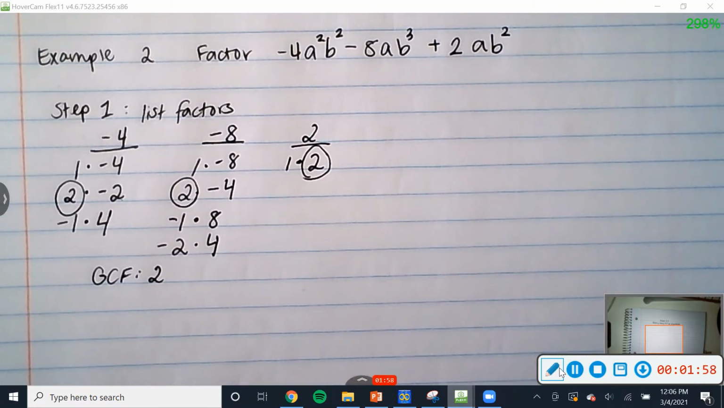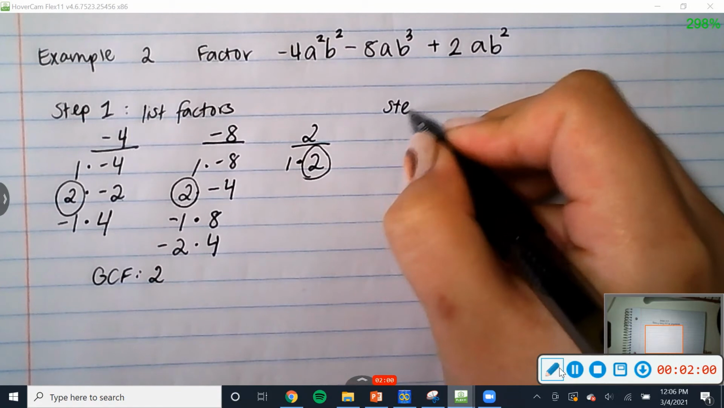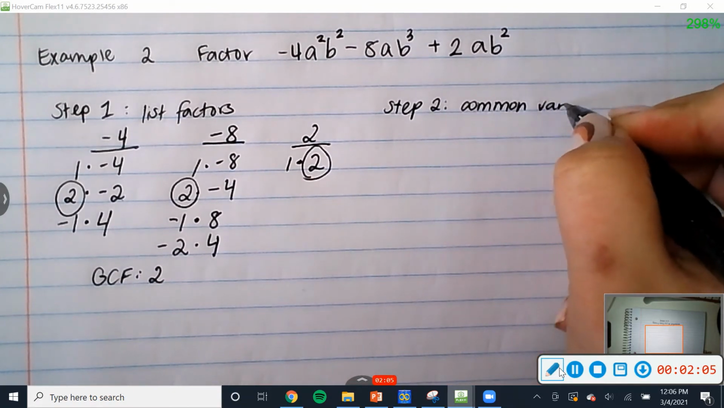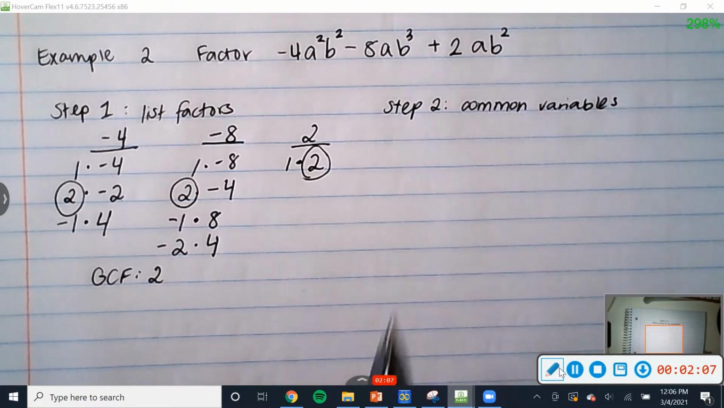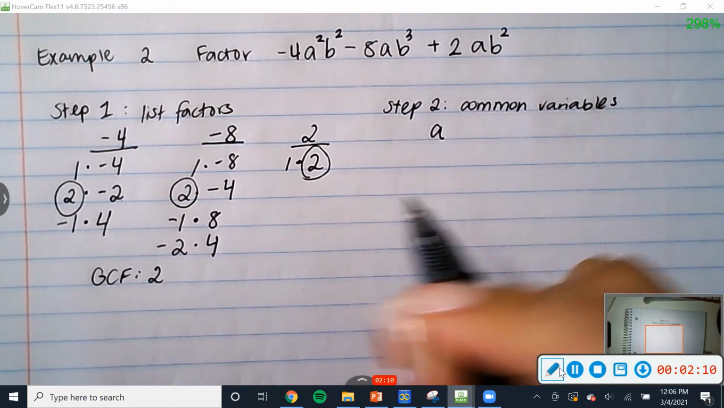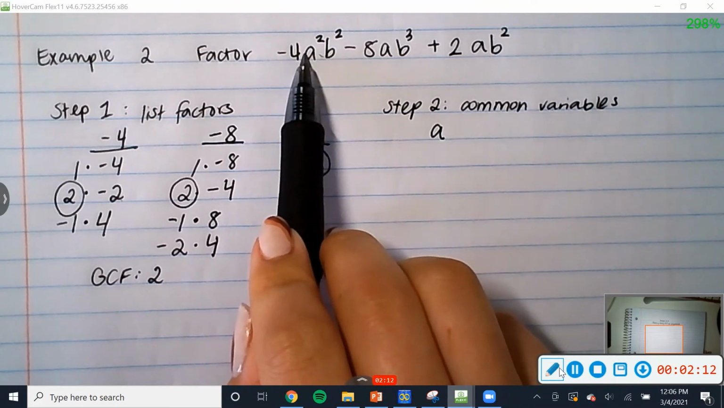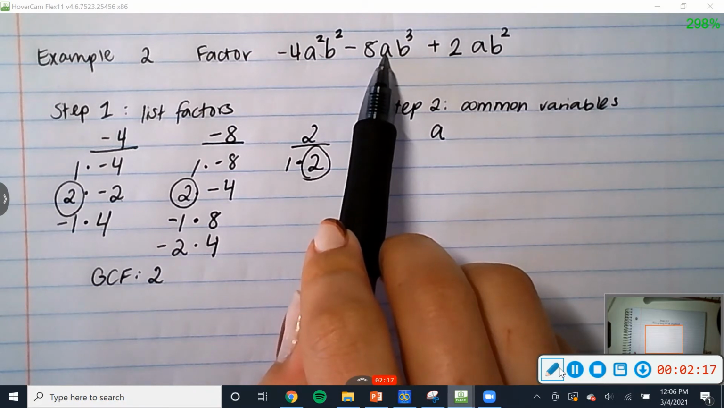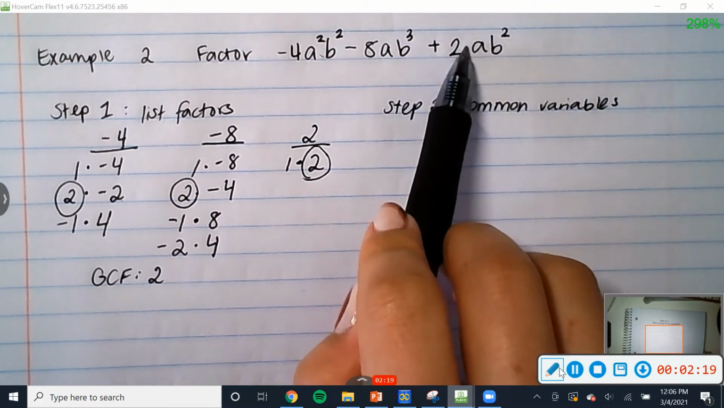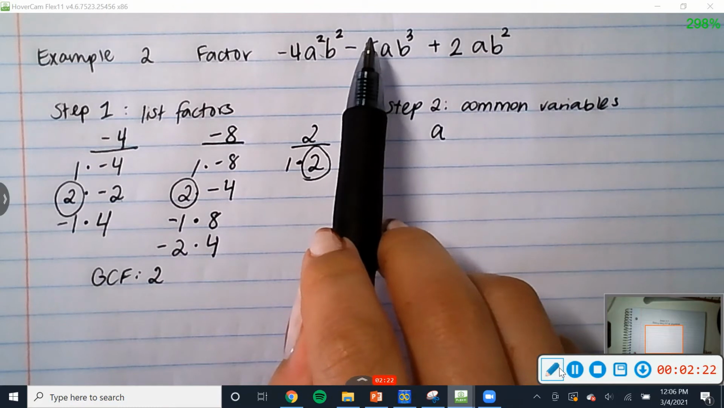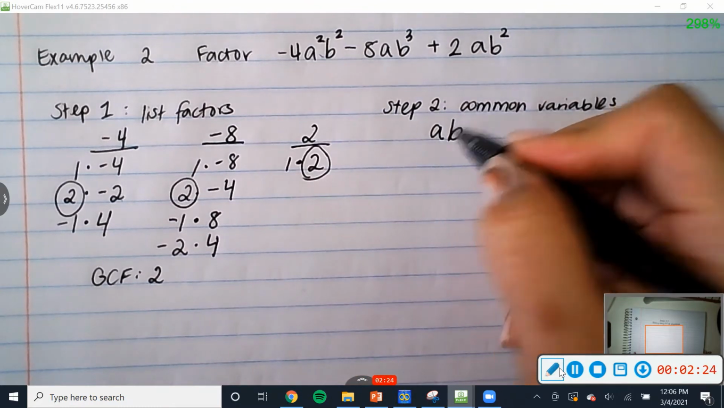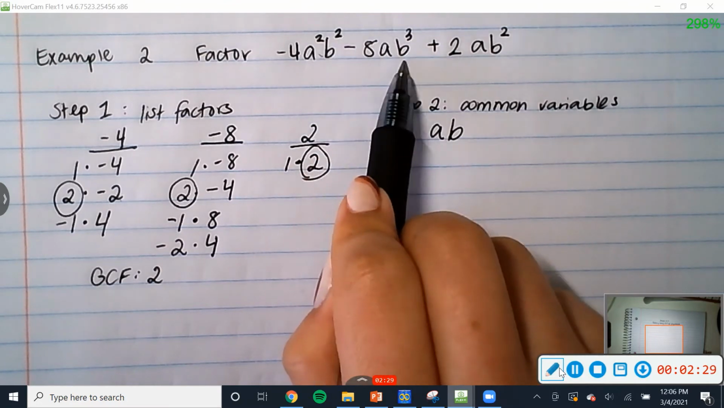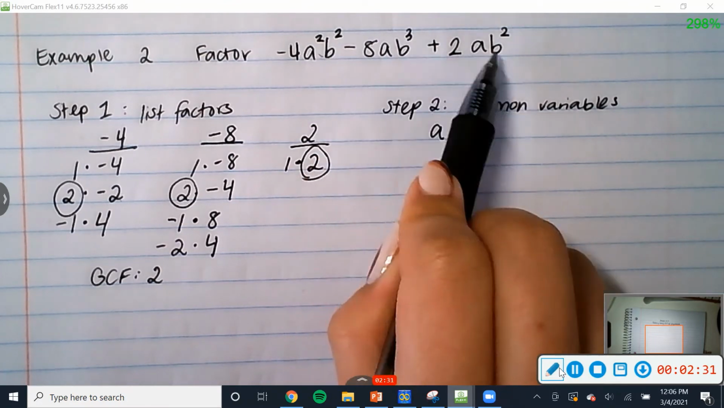Now I'm going to look at my variables. So variables that they have in common. So let's start with A. So I look here at the first one, I see I have A squared. I also have a single A right here and a single A right here. Next, let's look at B. So I have two B's right here, B squared. I have B to the third power, and I have B squared.